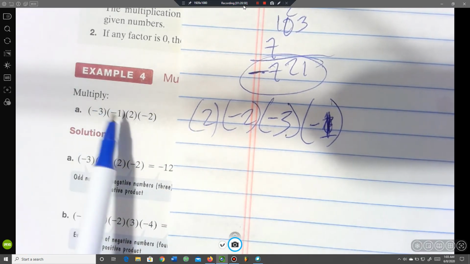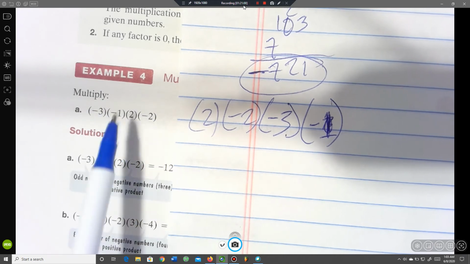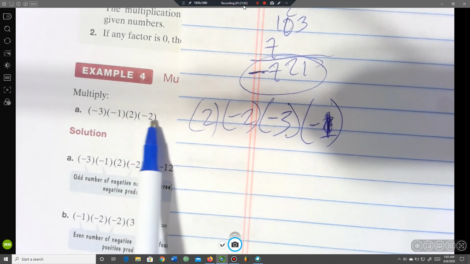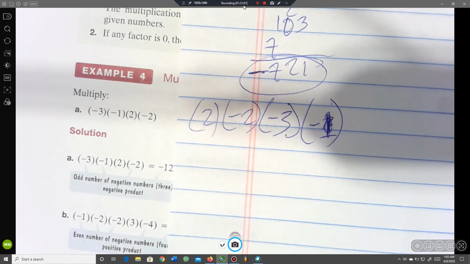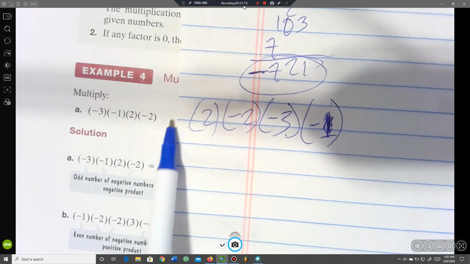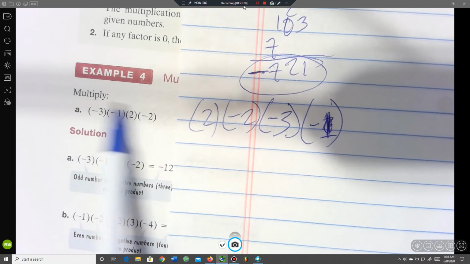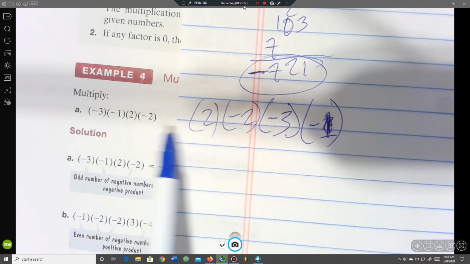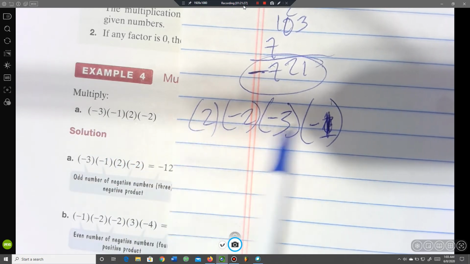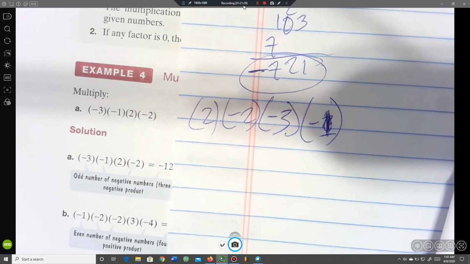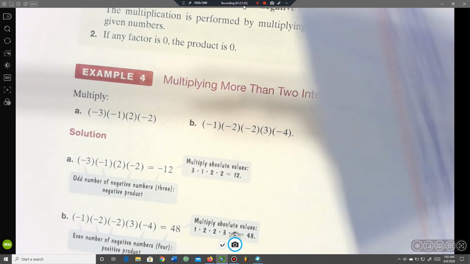Now, if you had other operations here, like division, addition, subtraction, well then yes, you need to mind your order of operation, PEMDAS, okay? Parentheses, exponents, multiplication, division, addition, and subtraction. But in this case, all you have is multiplication here. All of these are factors. So you can rearrange them however you want. It's not gonna hurt the answer. It's not gonna change it. So that's the only difference.